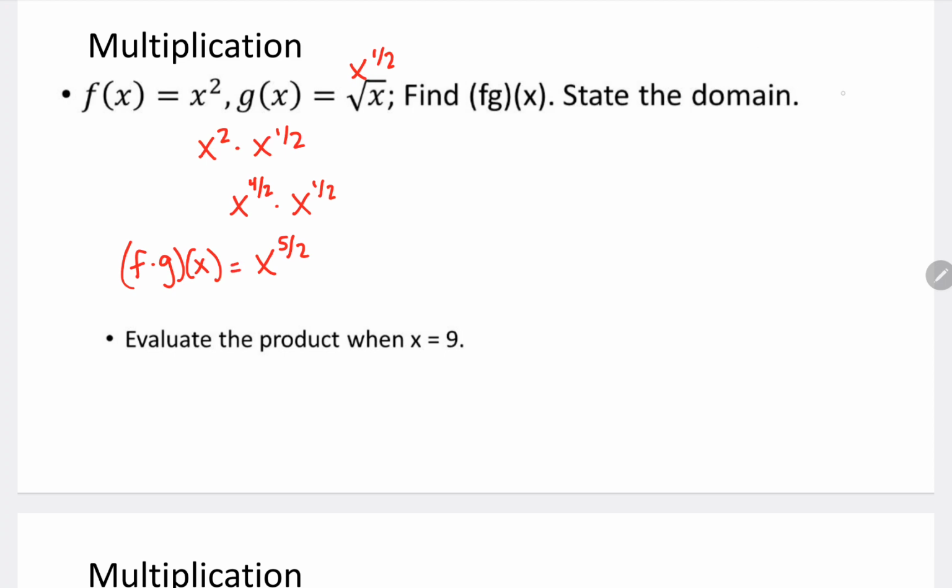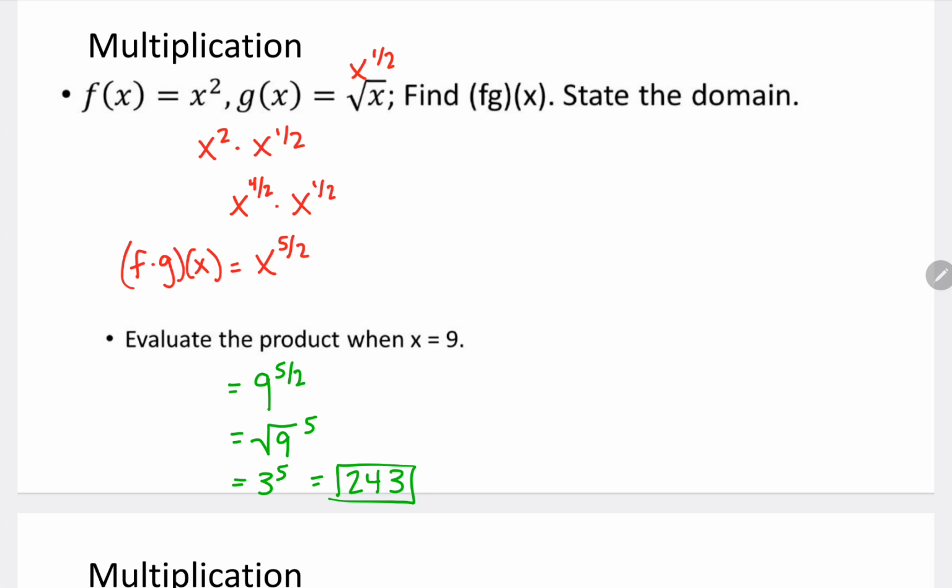Then we're going to evaluate that when x equals 9, so 9 to the 5/2 power, or if I rewrite that, that's the square root of 9 to the 5th power. The square root of 9 is 3, and 3 to the 5th power is 243.